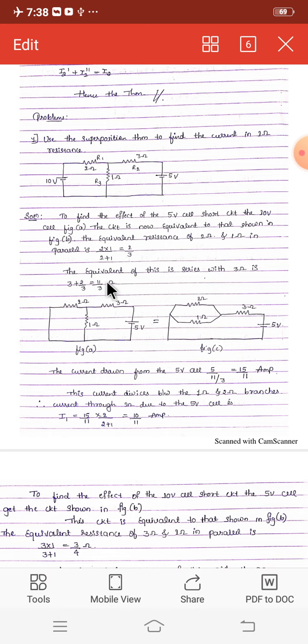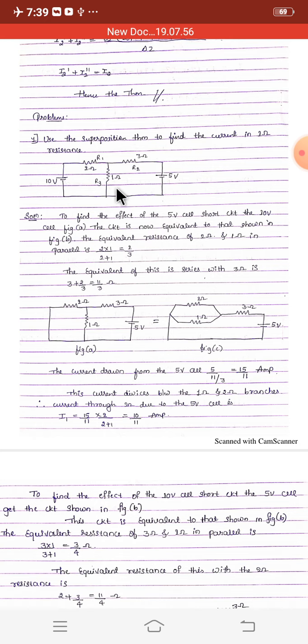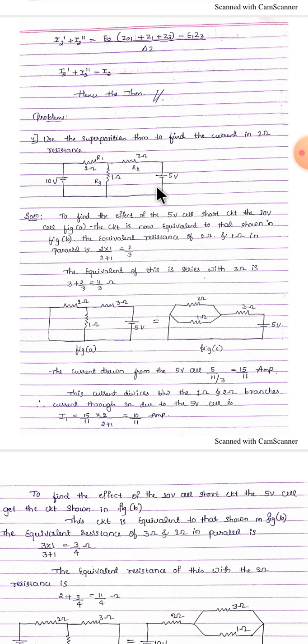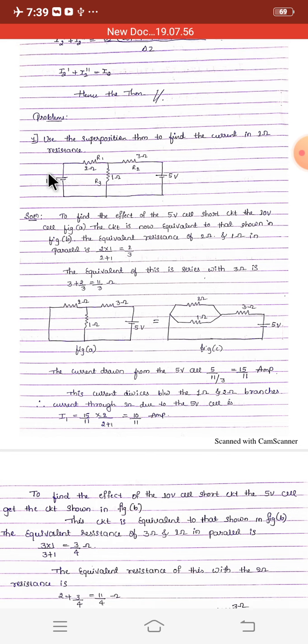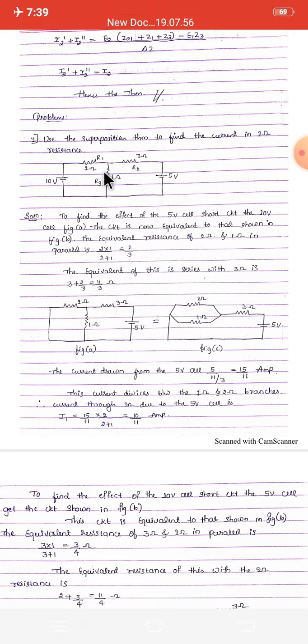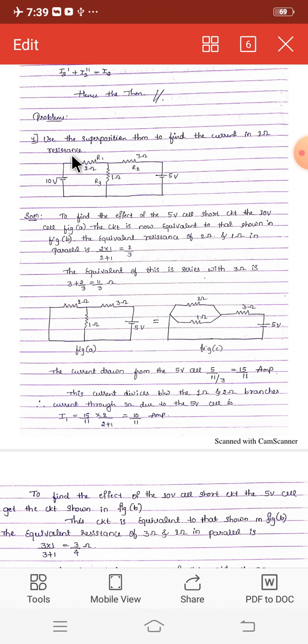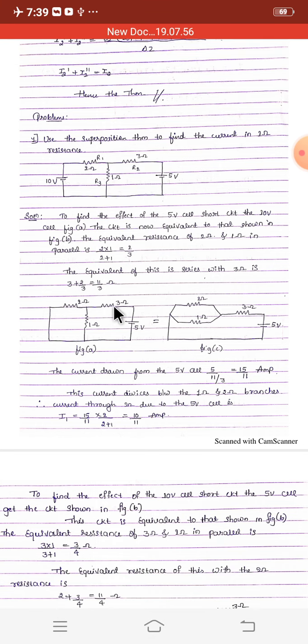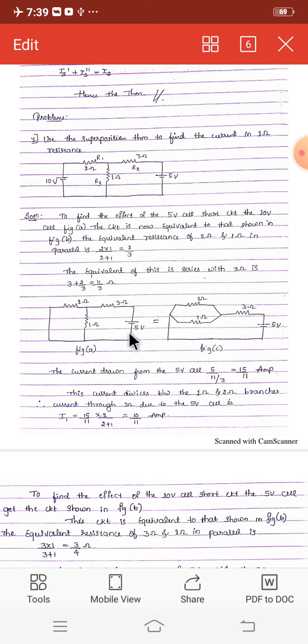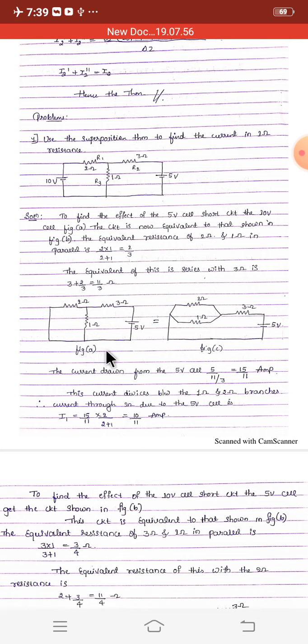Now see here, remove first what? E1 or E2, anyone. If you are confused, if two EMFs or two batteries are there, that is the superposition theorem. So first we have to remove any one battery. Remove the 10 volt battery first. The remaining circuit is as it is: 2 ohm, 3 ohm, 1 ohm, 5 ohm, 5 volt. Consider this as figure A.